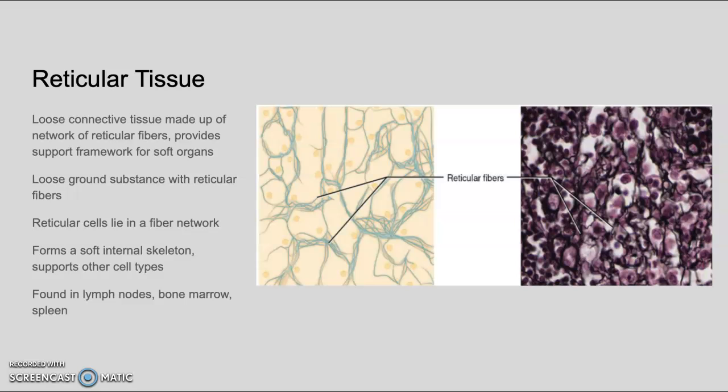Reticular tissue is a loose connective tissue made up of networks of reticular fibers. It provides a support framework for soft organs. It is a loose ground substance with reticular fibers, and reticular cells lie in a fiber network. It forms a soft internal skeleton and supports other types of cells. It's found in the lymph nodes, bone marrow, and the spleen.